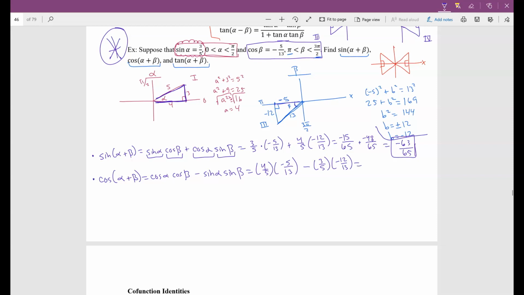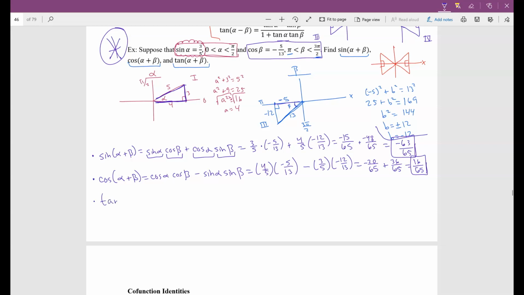Okay, so on the top I'm going to get negative 20 over 65. On the top part I'm going to get positive 36 over 65. Now I'm going to get 36 minus 20. That's going to give me 16 on the top, divided by 65. All right, cool. And now we're finally at the last one, which is going to be the tangent.